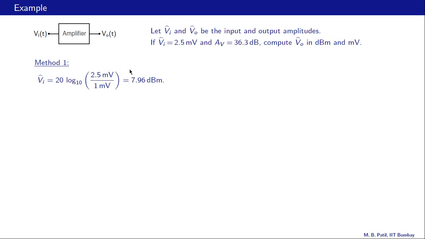There are two ways of doing it. One, we start with Vi cap, convert that into dBm. How do we do that? 20 log to the base 10 of Vi cap, which is 2.5 millivolts, divided by 1 millivolt, and that turns out to be 7.96 dBm.